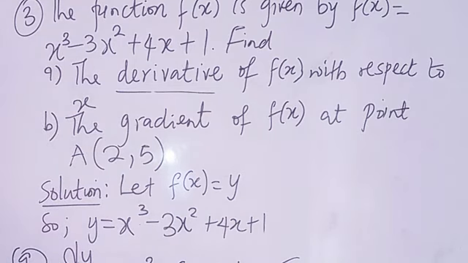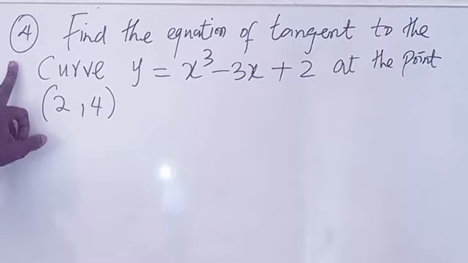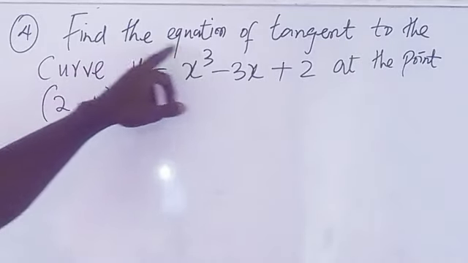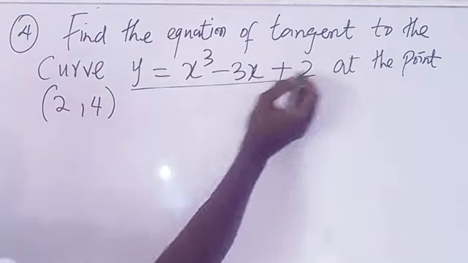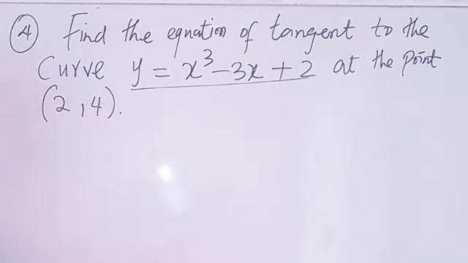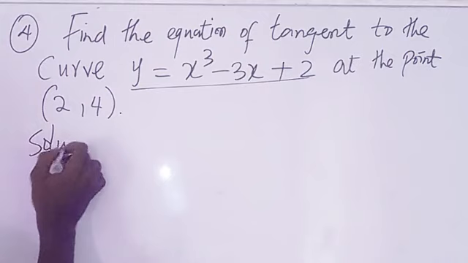And that is the solution to the problem. The fourth question: find the equation of tangent to the curve. We have this curve here, and at the point, we have the point here. So how do you find the equation of tangent? Let's see how we are going to do that.